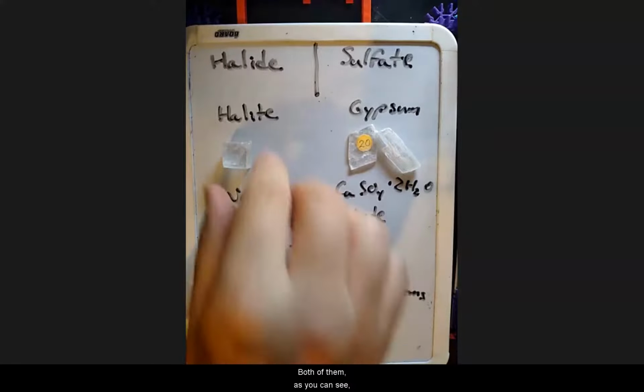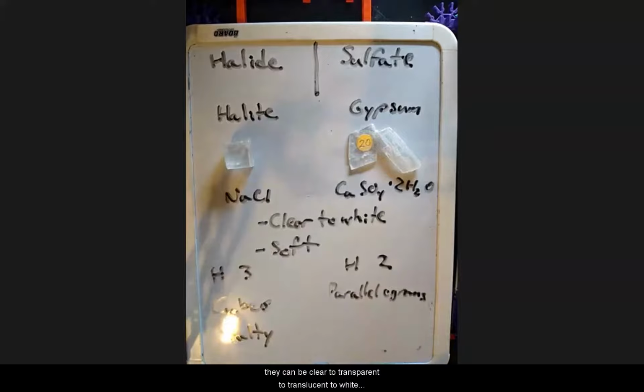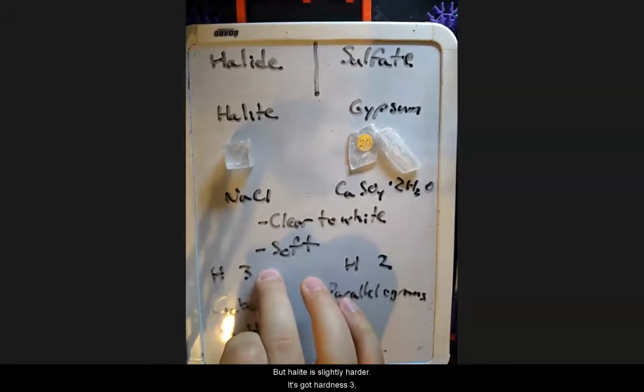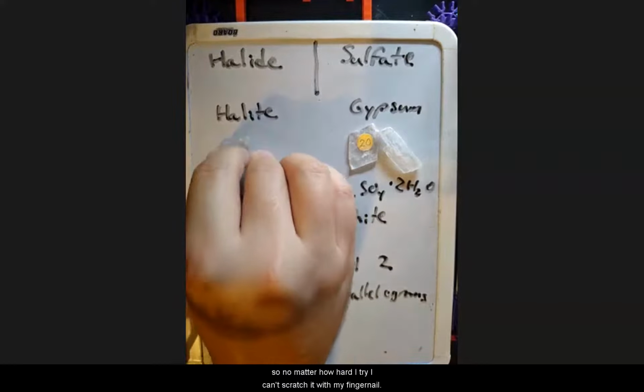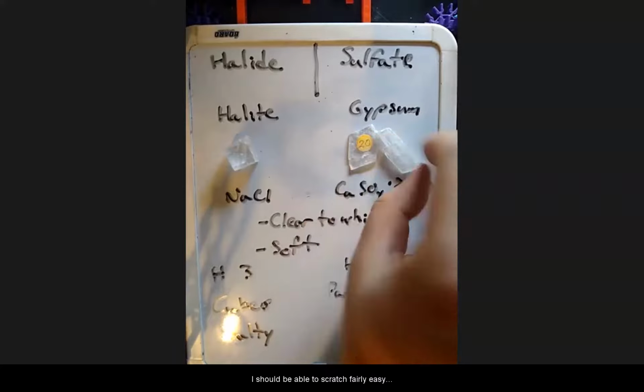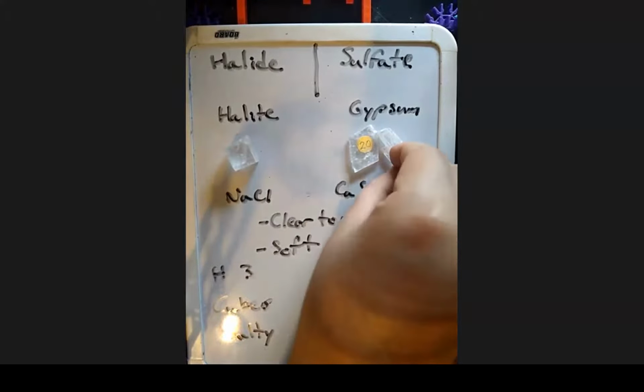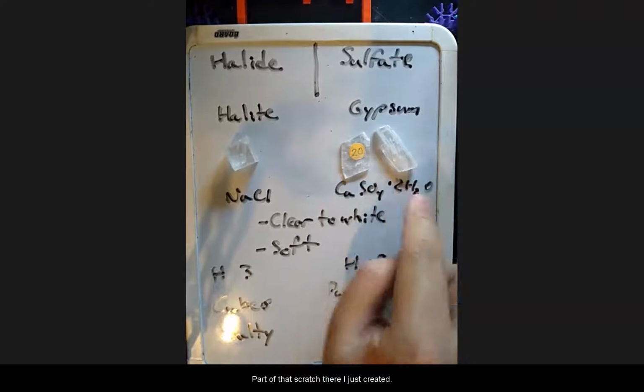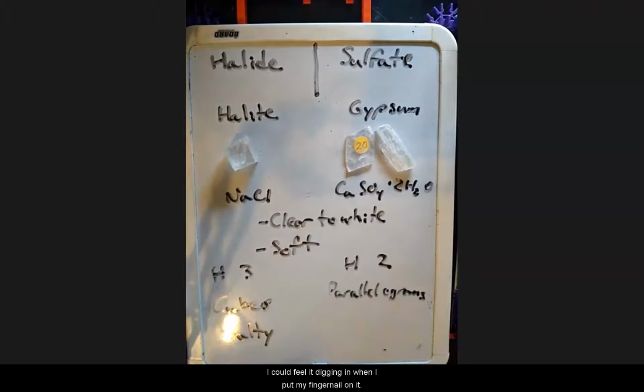Both of them, as you can see, can be clear to transparent, to translucent, to white in some cases, and they're both fairly soft minerals. They're both easily scratched by a piece of glass or by a nail. But halite is slightly harder. It's got a hardness of 3. So no matter how hard I might try, I can't scratch it with my fingernail. Whereas gypsum, with a hardness of 2, I should be able to scratch fairly easily with my fingernail. Part of that scratch there I just created. You can feel it digging in when I put my fingernail on it. So gypsum is one of our very softest minerals.